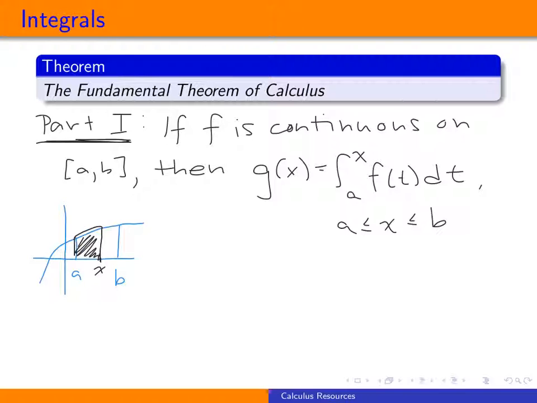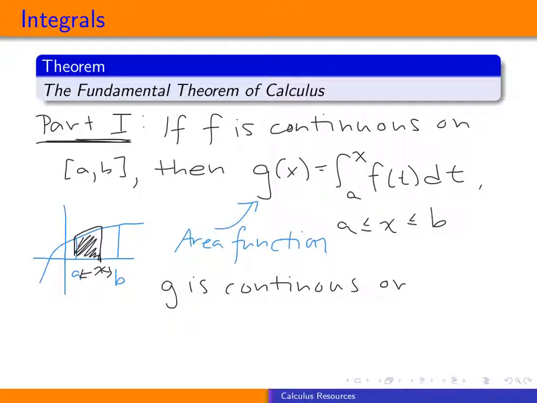So we can move x between a and b, and we get different values for the area under the curve. So this g of x is our area function. And the result of the fundamental theorem, if we define this particular g of x, we get that g is continuous on that a to b as well. And moreover, g is differentiable on the open a to b.